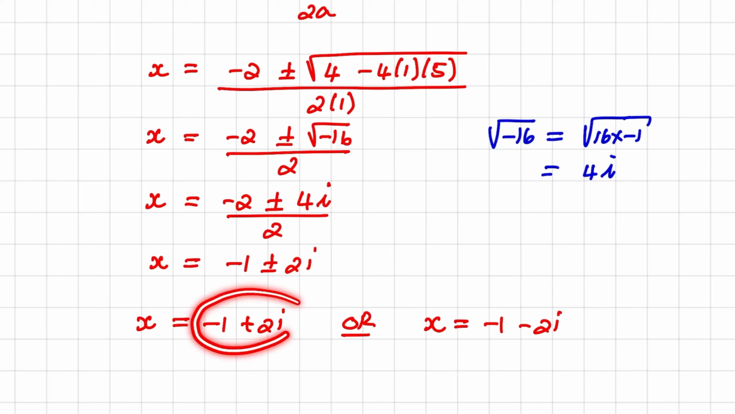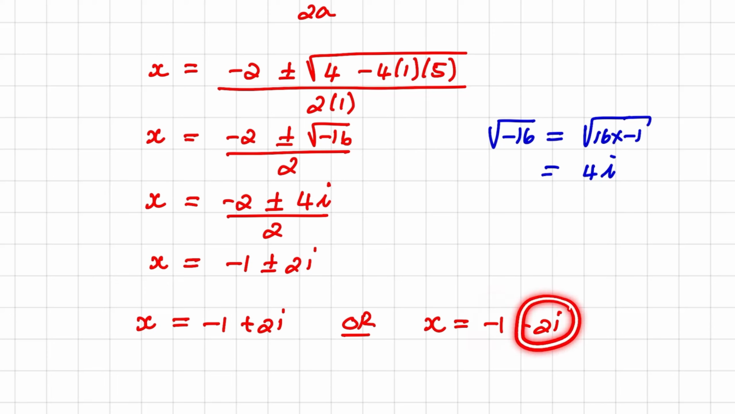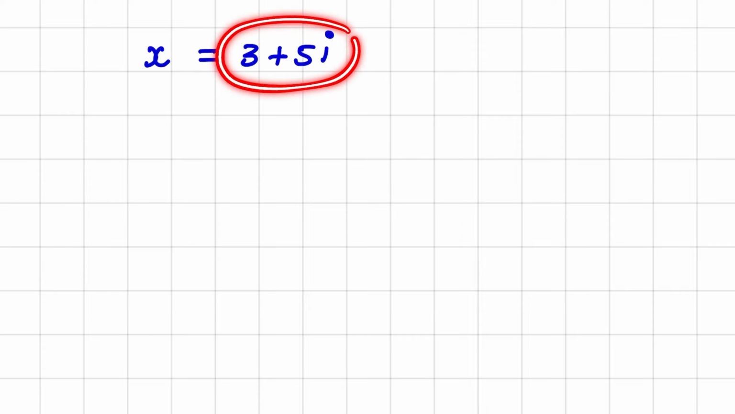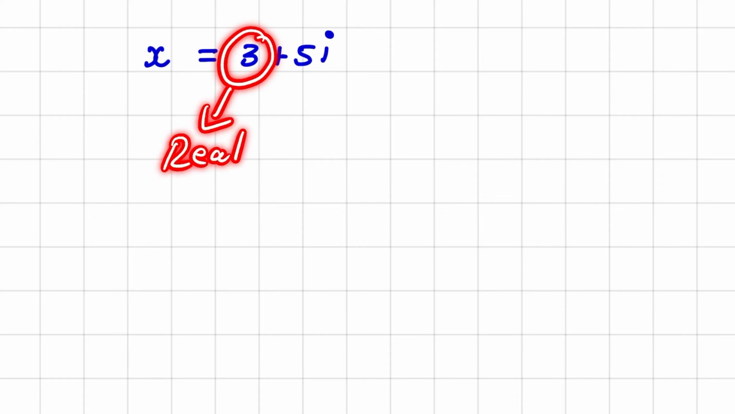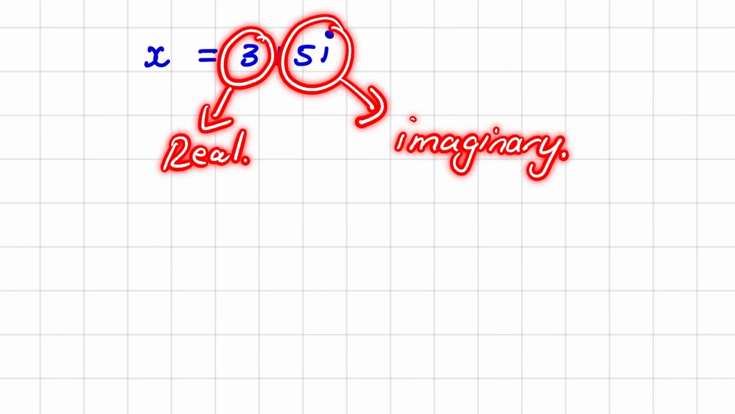Now notice these solutions. In our first solution, we have a real number and an imaginary number. So this solution is known as a complex number. Also, our second solution consists of a real number and an imaginary number. So this is also a complex number. So if we say, for example, that x is equal to 3 plus 5i, we know now that this is a complex number consisting of two parts.